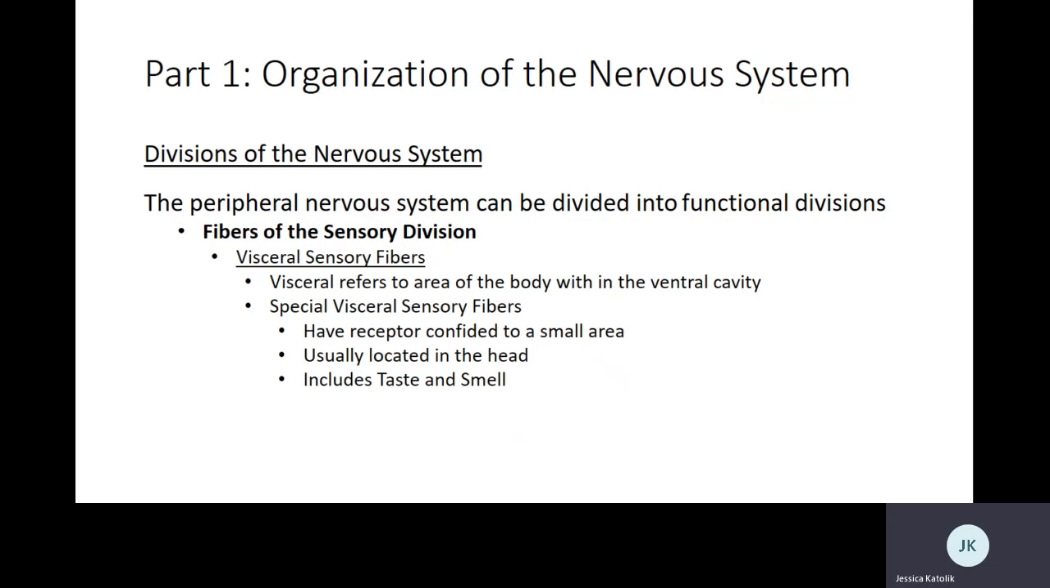But that was a tangent. Let's get back to the lecture. So we have special visceral sensory fibers, and these are going to go to areas such as the nose and the mouth. And it's going to help us determine things such as taste and smell.